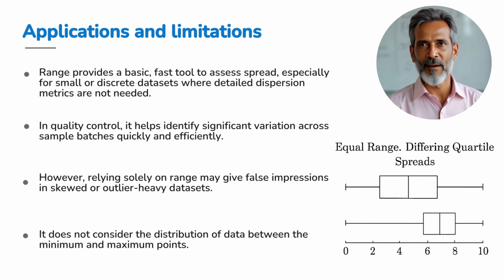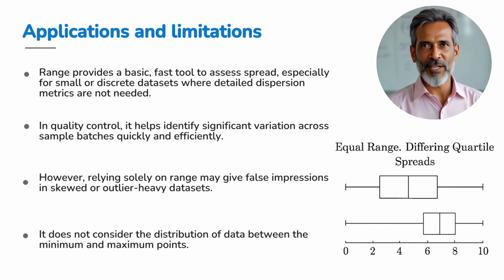In real life, range is also very useful in quality control. Suppose a factory is making batches of screws. Range helps identify if one batch has screws that vary too much in size compared to others. This fast check can flag big variations immediately.